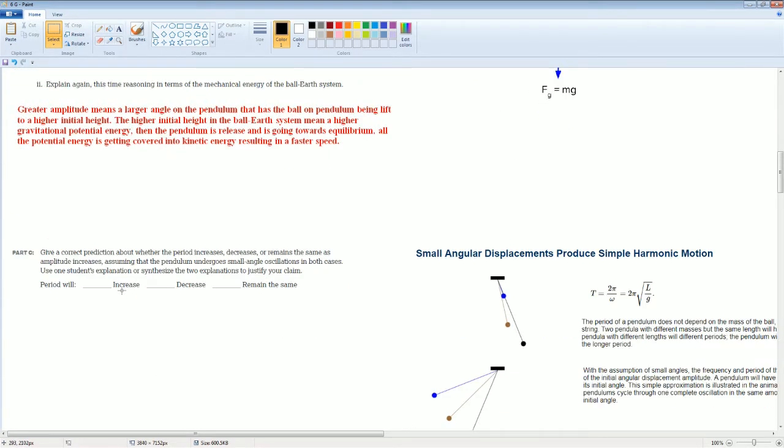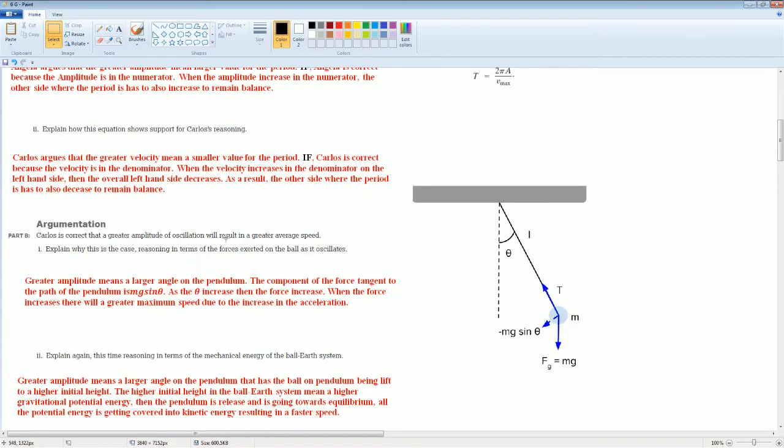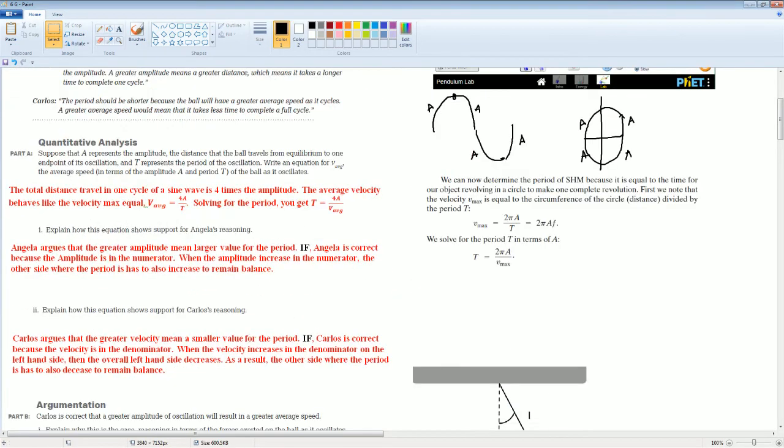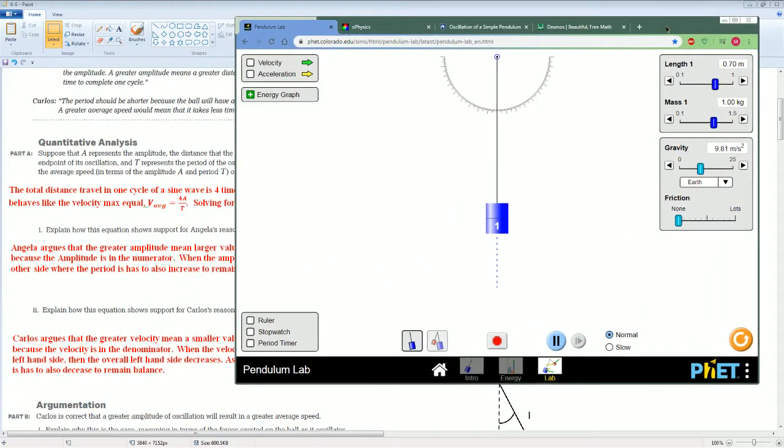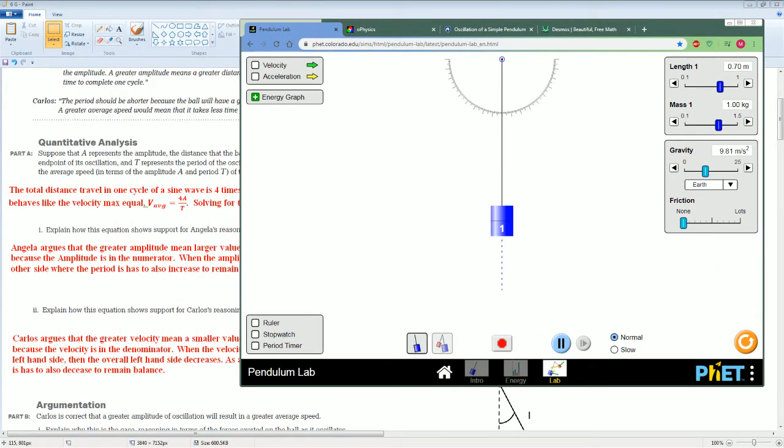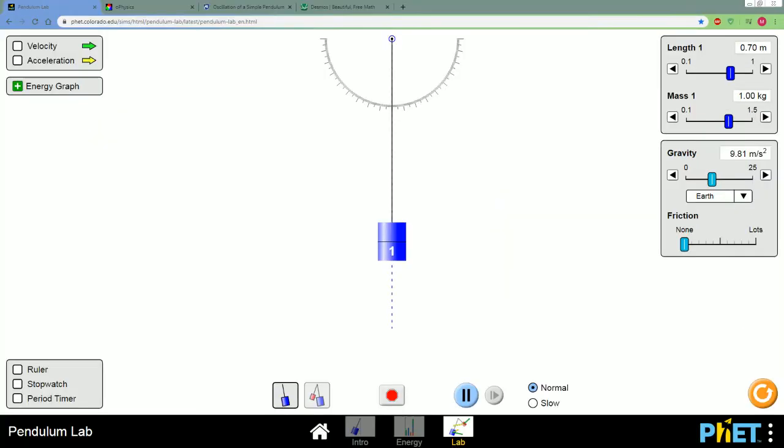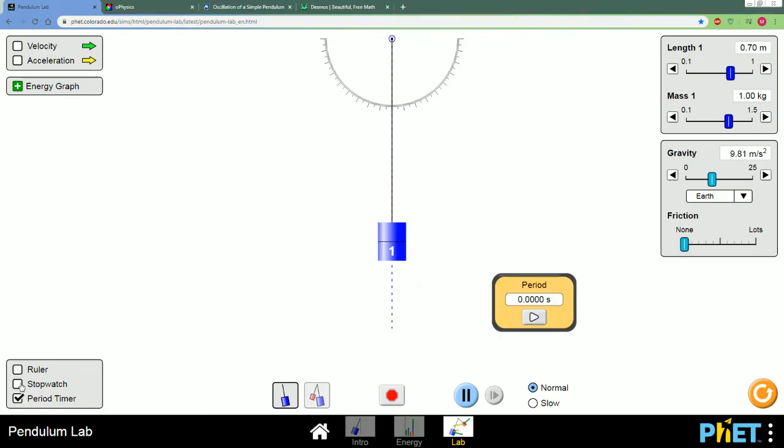There's one more question here, but I would like to give you some explanation using the lab. Let's see if we can make sense out of some of this work using this lab. What we have here is a pendulum, and I'm going to set the period timer here. Let's test the first thing out.